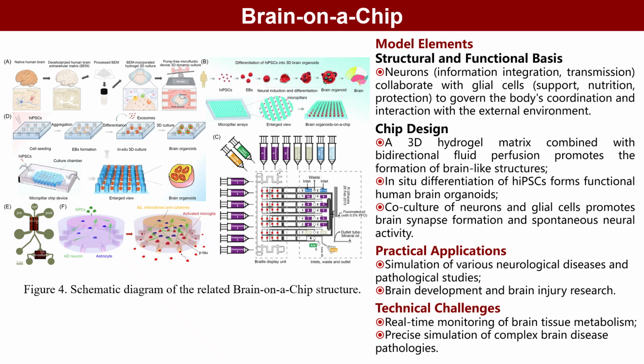Brain-on-a-chip features neuron-glial co-culture, synaptogenesis, intercellular communication, and immune simulation. Using 3D hydrogels and microfluidics to mimic bidirectional cerebrospinal fluid perfusion, it replicates neural networks and brain morphology. Combined with in situ induced pluripotent stem cell differentiation, it generates human brain organoids. Astrocyte-neuron co-culture studies also verify synaptogenesis and spontaneous neural activity in the chip. In disease research, it recapitulates pathologies of neurological disorders and investigates external environmental impacts on neurodevelopmental damage.